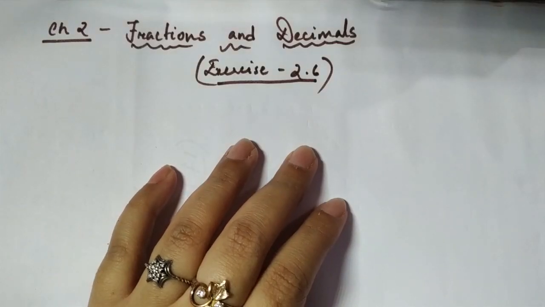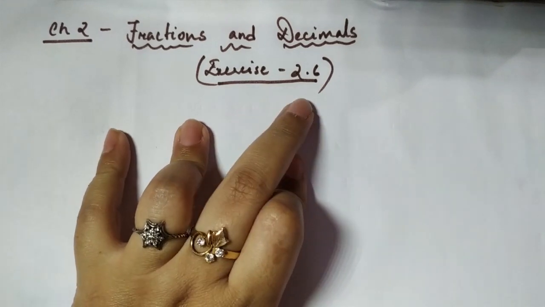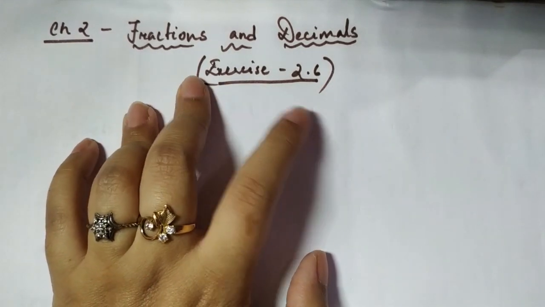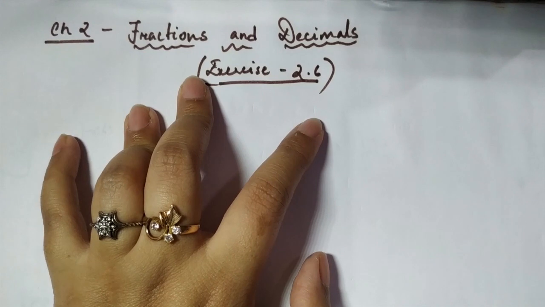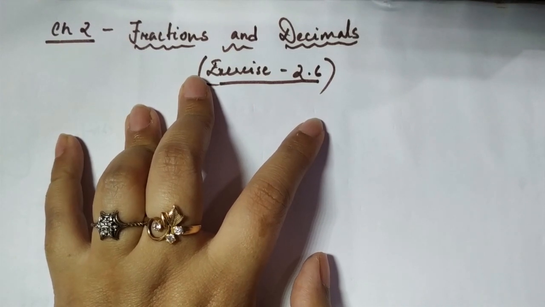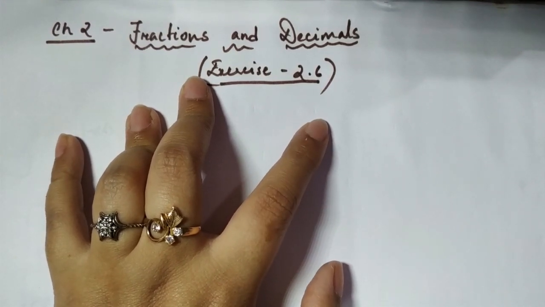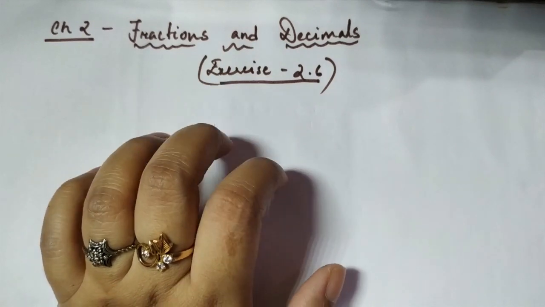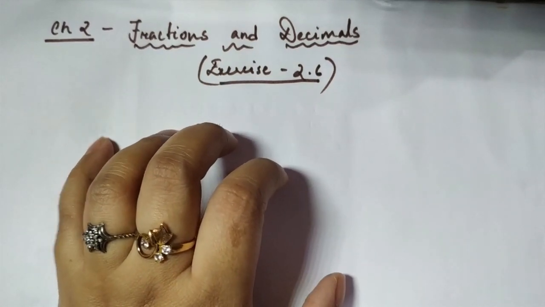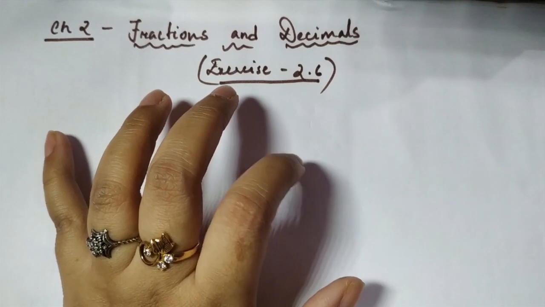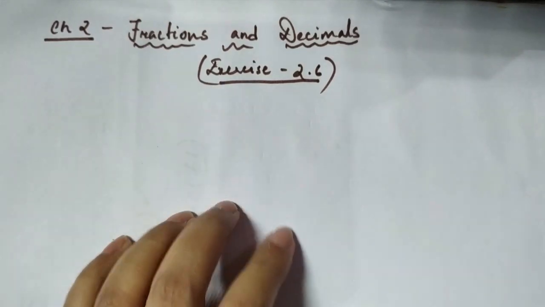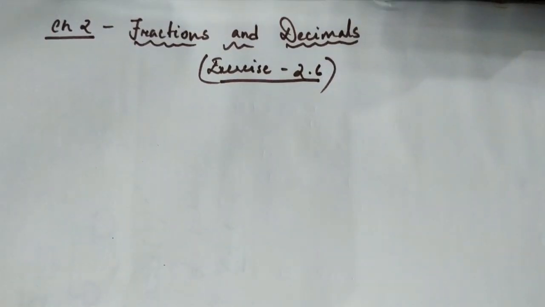Hello students, today we will be starting with exercise 2.6 of our chapter fractions and decimals. So let us get started with question number 1. In this exercise you will mainly see the multiplication of decimal numbers, be it multiplication of any two decimal numbers or multiplication of a decimal number with 10, 100, 1000 and so on. So we'll see this type of sums in this particular exercise.